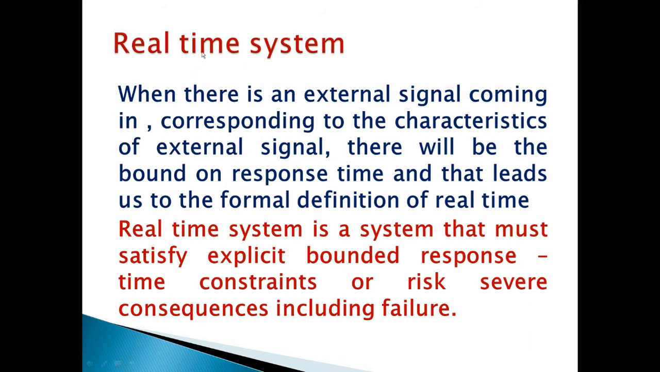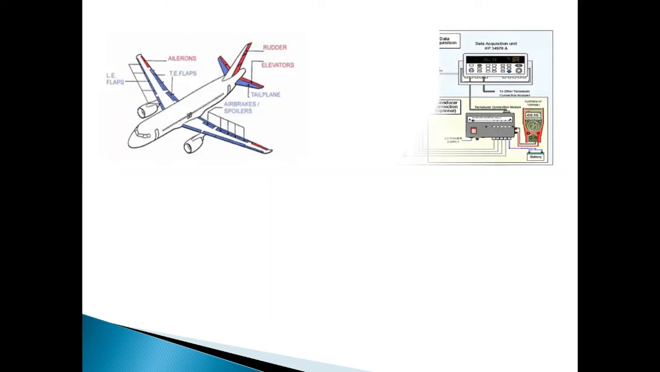Real time. What do you mean by real time? When there is an external signal coming in, corresponding to the characteristics of the external signal, there will be a bound on response time, and that leads us to the formal definition of real time. A real time system is a system that must satisfy explicit bounded response time constraints or risk severe consequences, including failures.